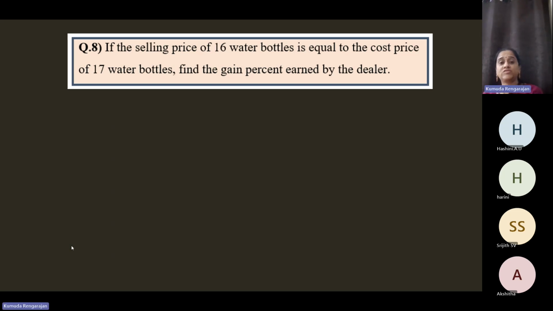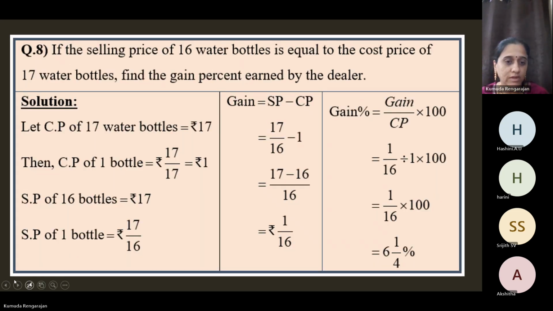If the selling price of 16 water bottles is equal to the cost price of 17 water bottles, find the gain percent earned by the dealer. If the selling price of 16 water bottles is equal to the cost price of 17 water bottles, then find the gain percent earned by the dealer. Okay.